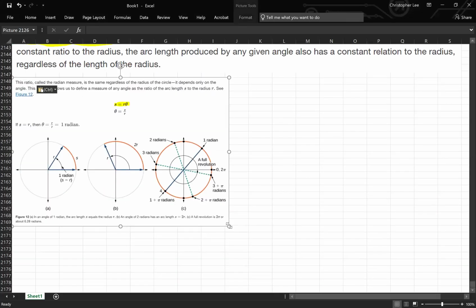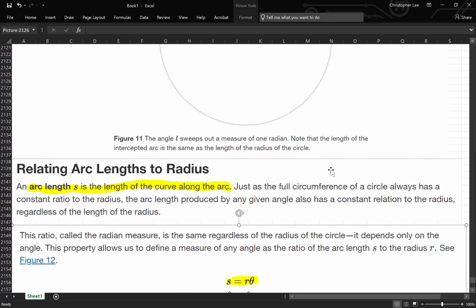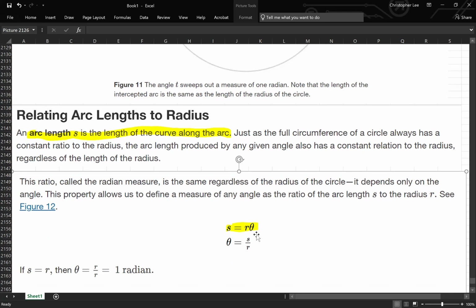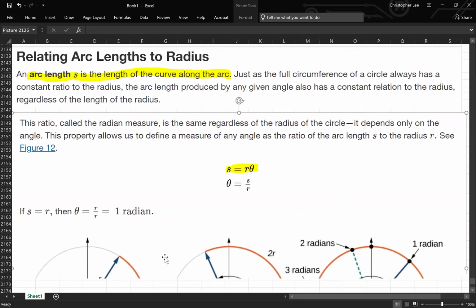All right, this ratio called the radian measure is the same regardless of the radius of the circle. It depends only on the angle. This property allows us to define a measure of any angle as the ratio of the arc length S to the radius R. Here's our magic formula right here for arc length: S equals R theta, right? Or this one on the bottom is just you solving for theta, like you divide by R on both sides. So since S equals R, then theta equals R over R equals 1 radian, right?